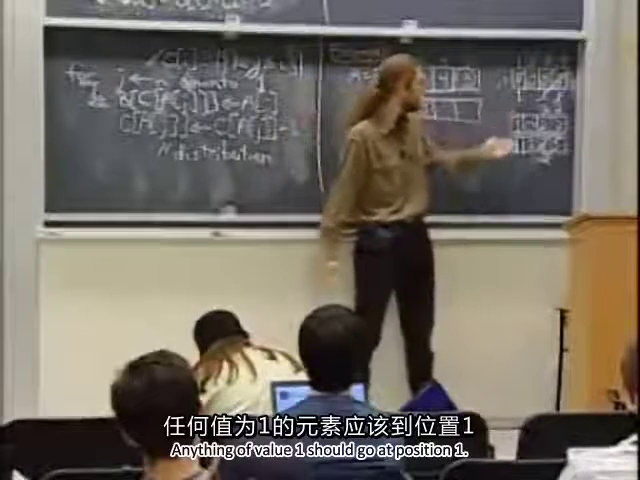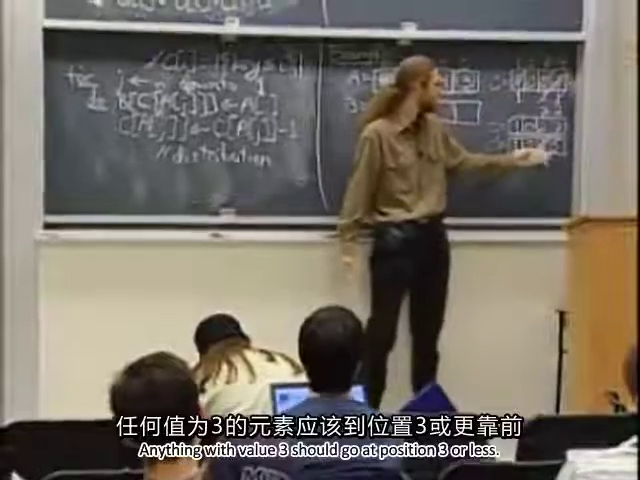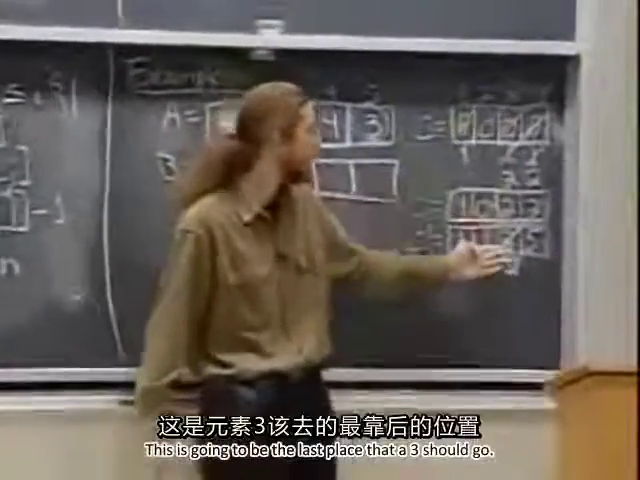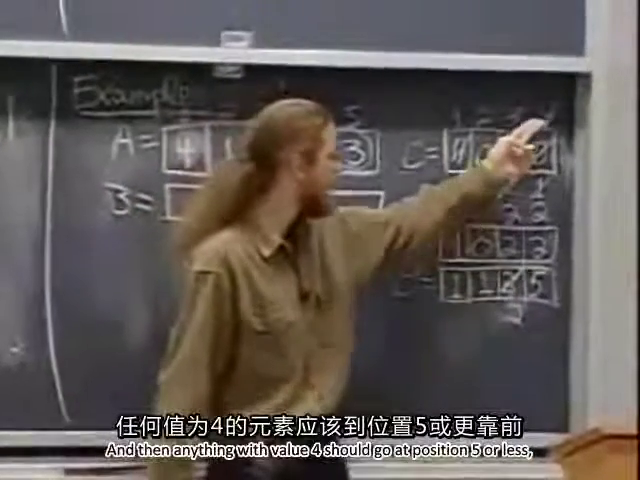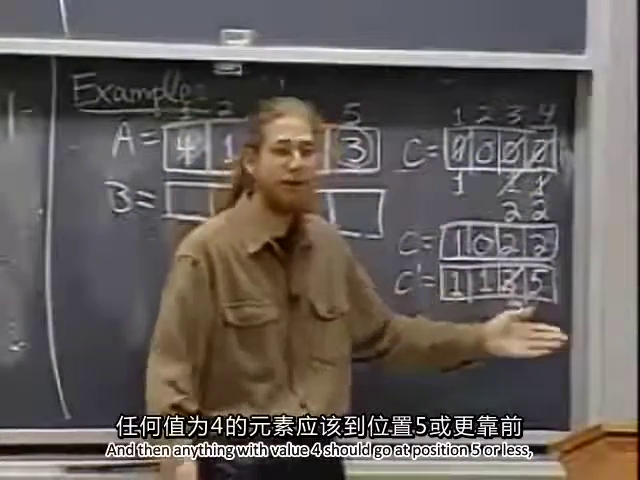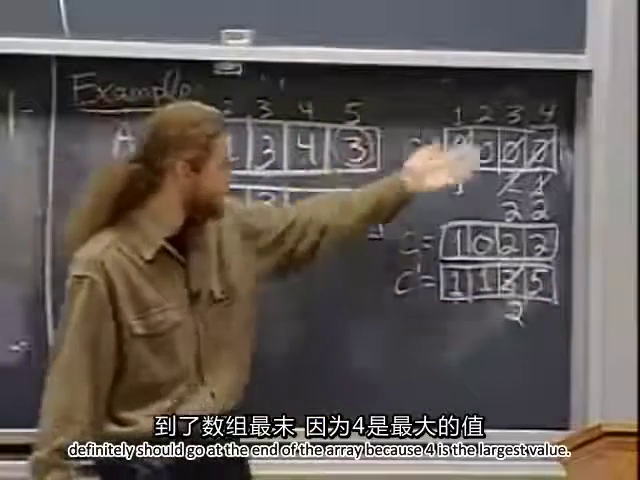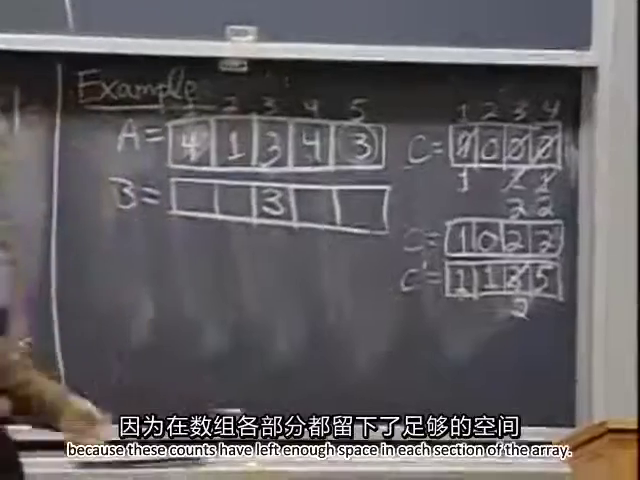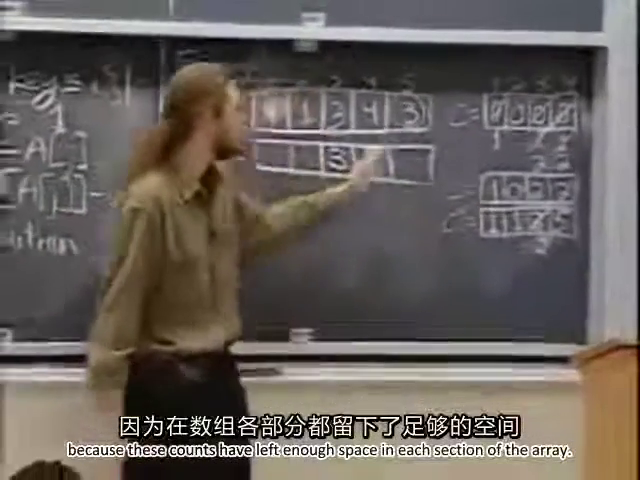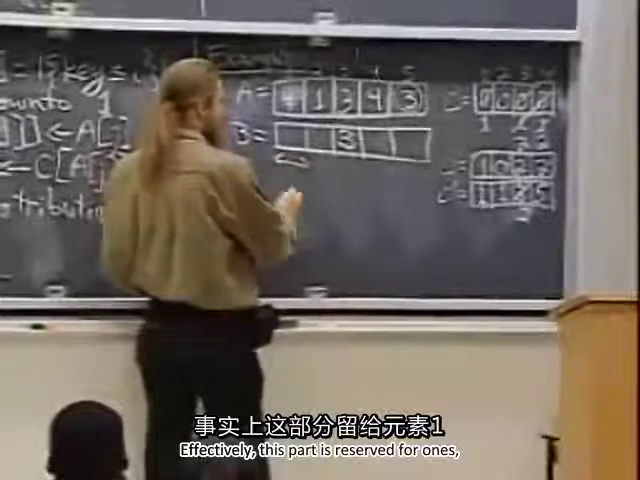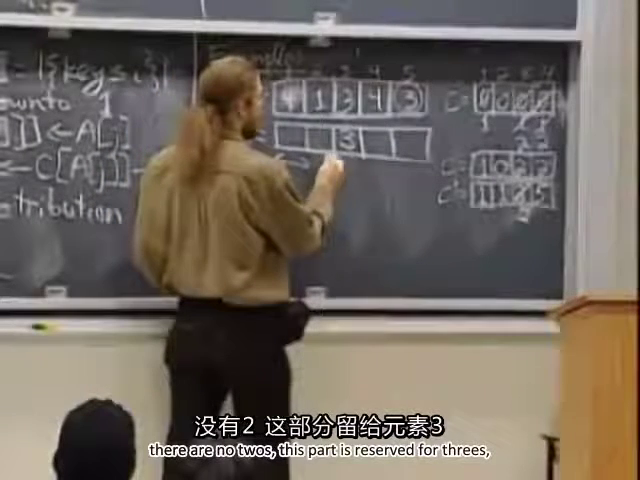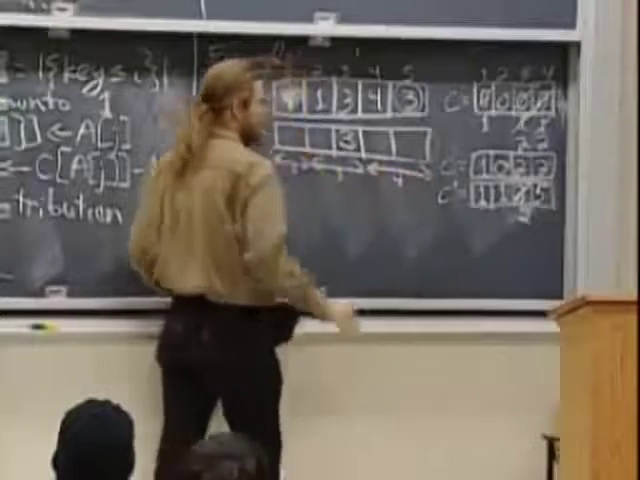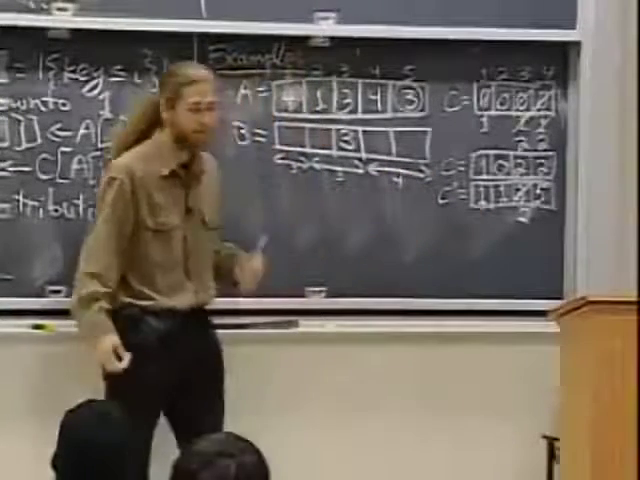And the idea is these numbers tell you where those values should go. Right? Anything of value 1 should go at position 1. Anything with value 3 should go at position 3 or less. So this is going to be the last place that a 3 should go. And anything with value 4 should go at position 5 or less. Definitely should go at the end of the array because 4 is the largest value. And this counter will work out perfectly because we've left enough space. These counts have left enough space in each section of the array. So effectively, this part is reserved for 1s. There's no 2s. This part is reserved for 3s. And this part is reserved for 4s. You can check if that's really what this array means. Let's finish running the algorithm.